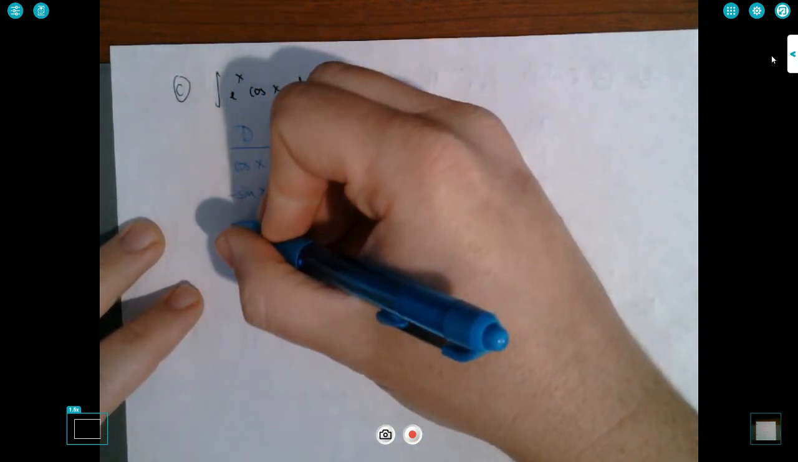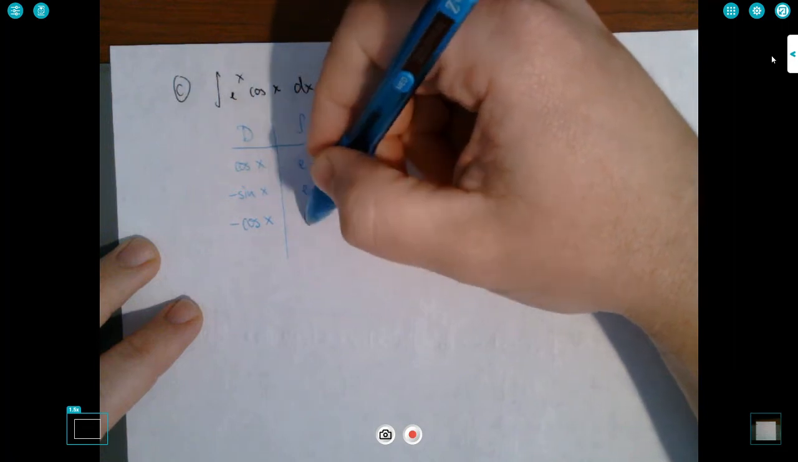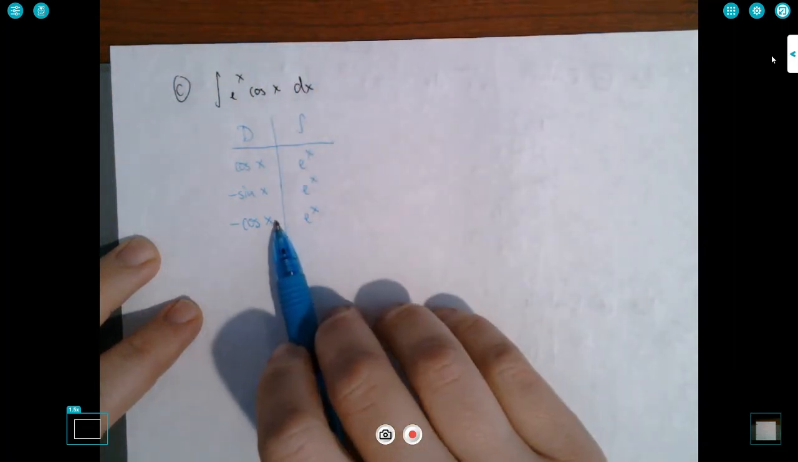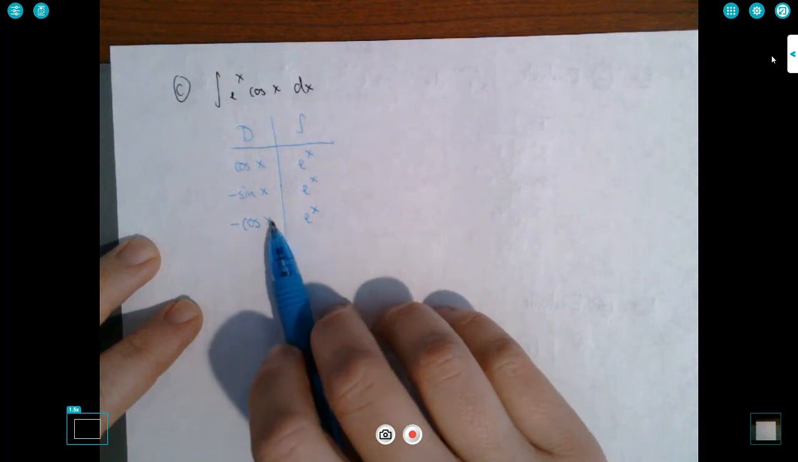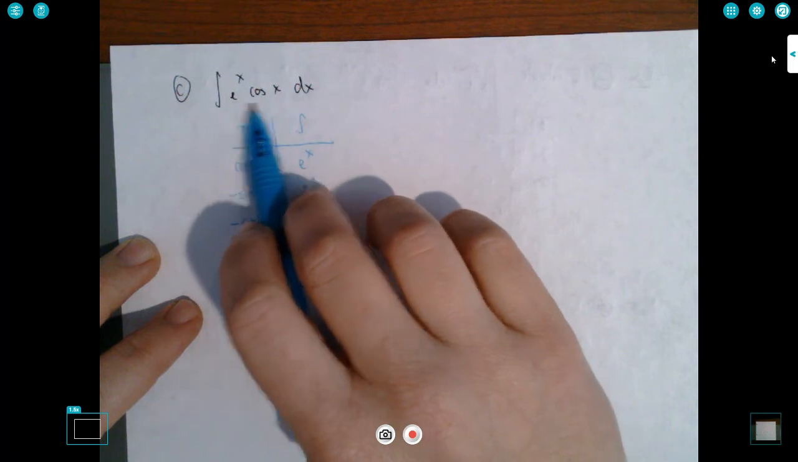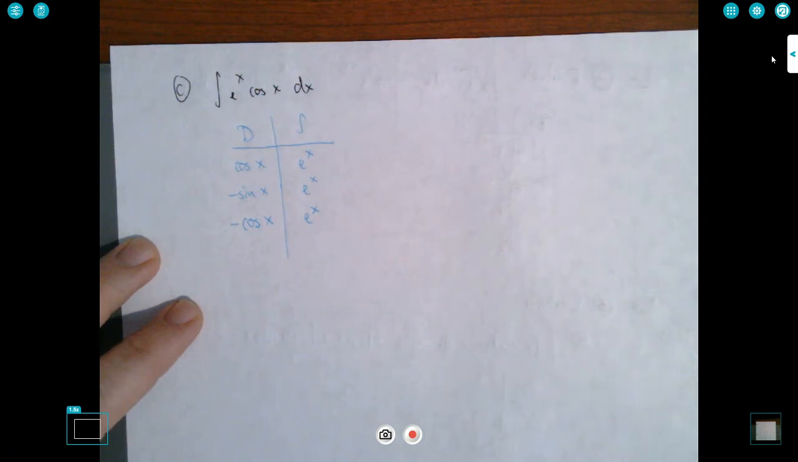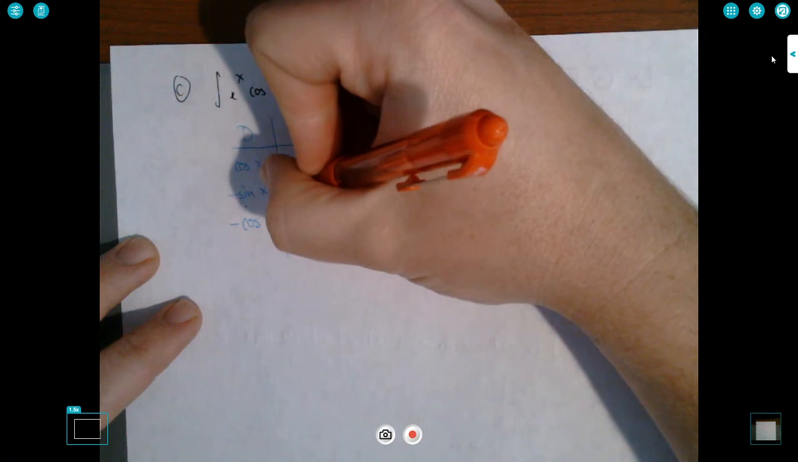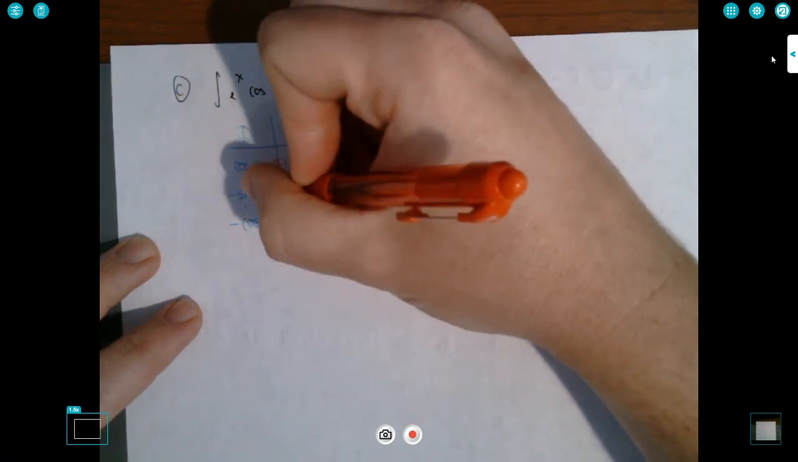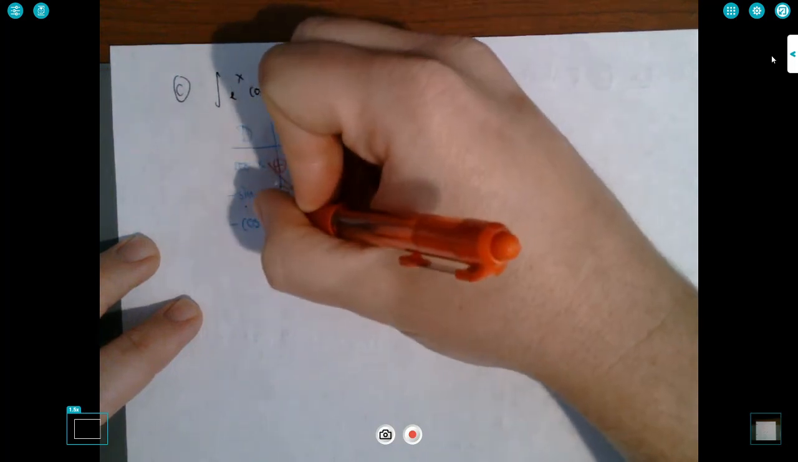So if I differentiate negative sine x, I get negative cosine x. And if I integrate e to the x, I get e to the x. Now I'm going to do this times that, and I'm going to integrate this times that. If I do that, I'm going to have negative e to the x times cosine x. So there's my repeat, right? So I'm going to stop there then. So I've got plus, minus, and then I'm going to integrate this thing.